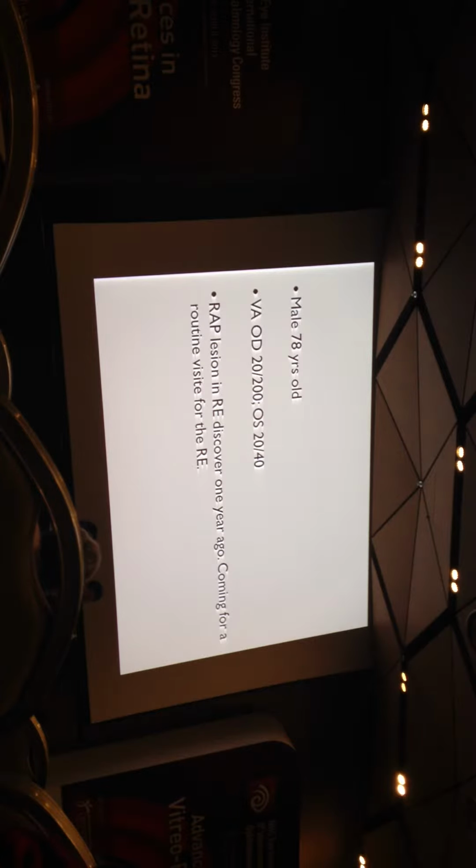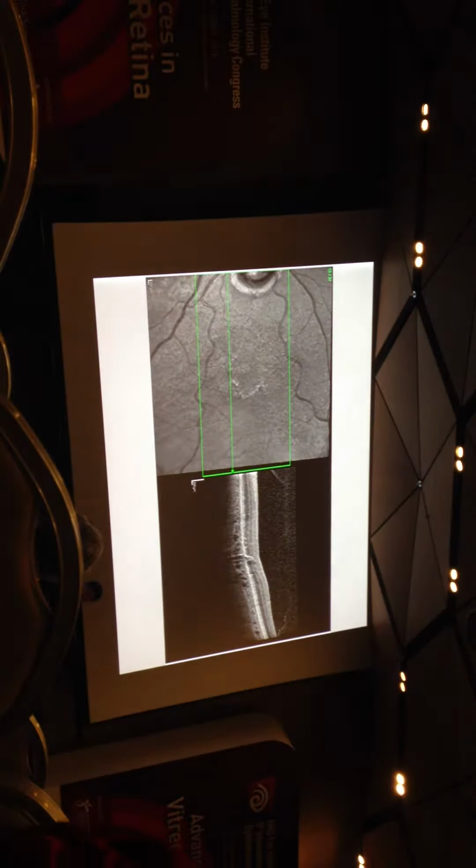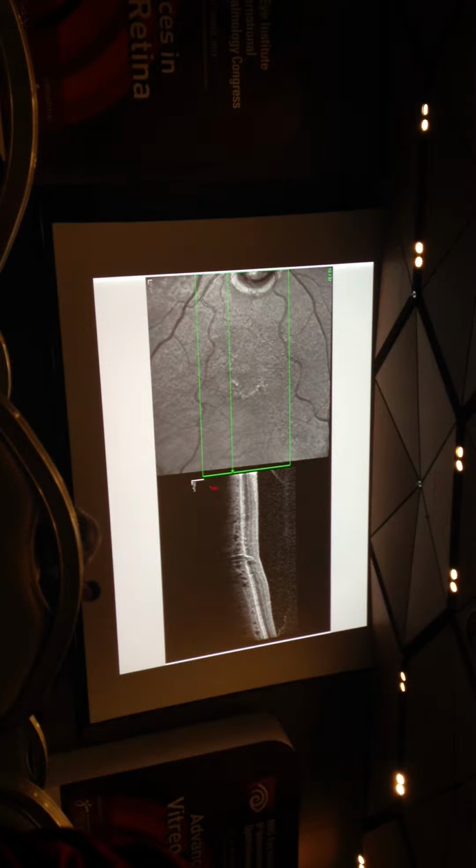So, sorry, second case. A 78-year-old man, 20/200 in the right eye due to a RAP lesion that he discovered one year ago, and he came for a routine visit for the retina. Actually, we were looking at the right eye and we saw such little things over here that correspond to this part.